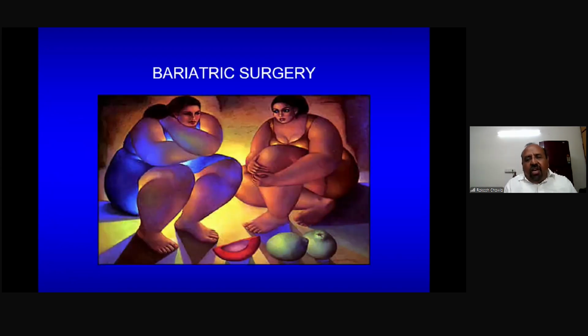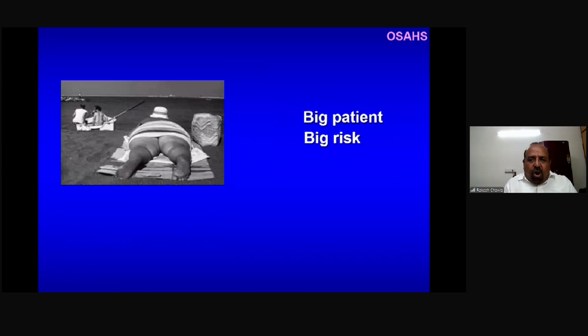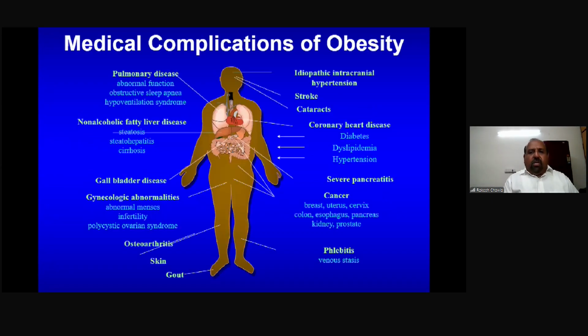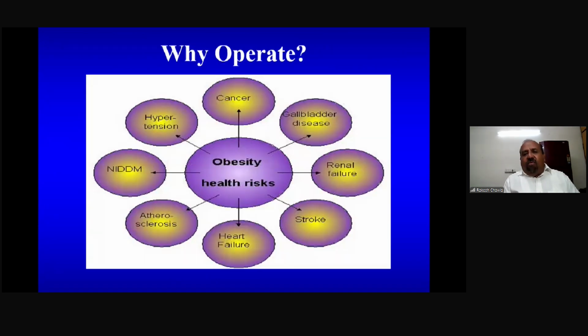Bariatric surgery. It is like a storm, the GI surgeons are taking it up. So for a pulmonologist, we know the big patients and big risks and big expectations: lowest mortality if BMI is less than 25, highest mortality if it is more than 40 kg per square meter. We know the medical complications of obesity. Why we want to operate is the big health risk: hypertension, cancer, gallbladder disease, renal failure, stroke, various diseases.